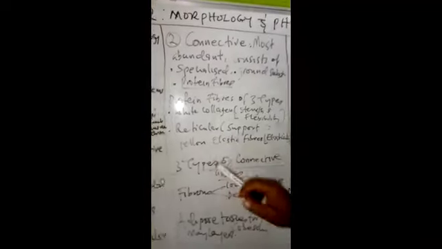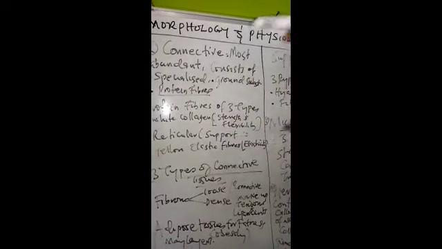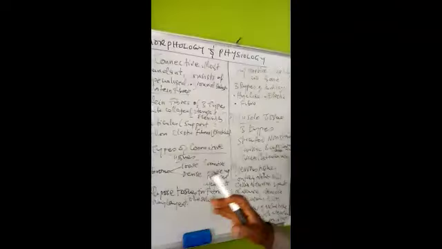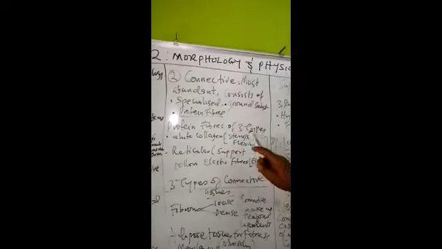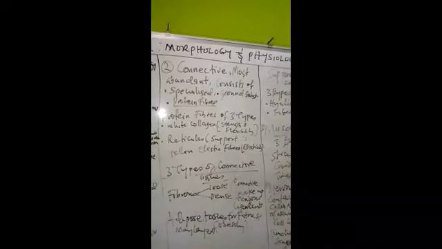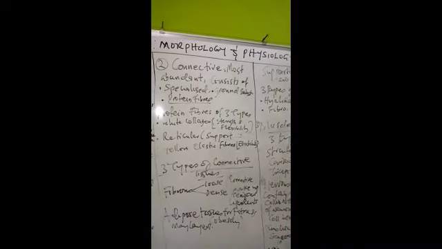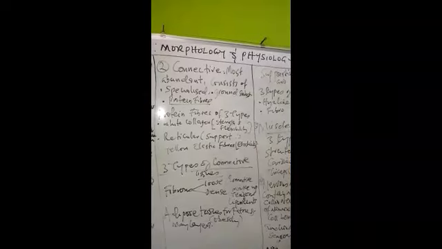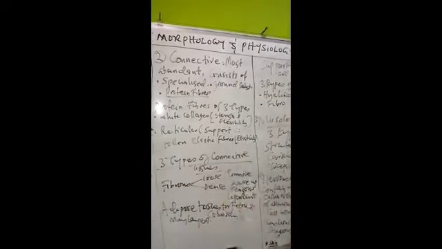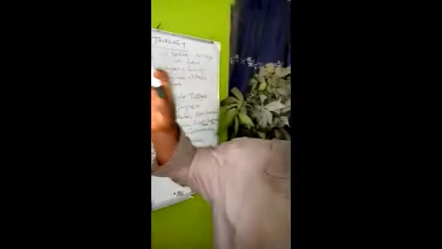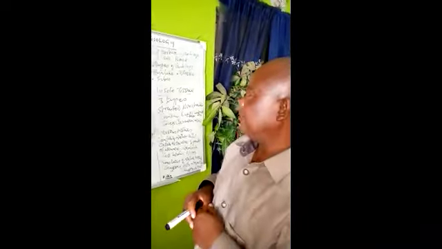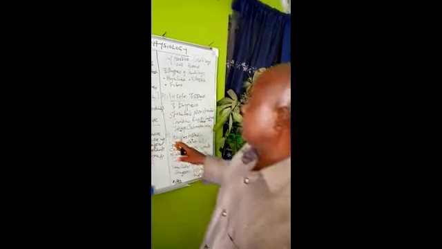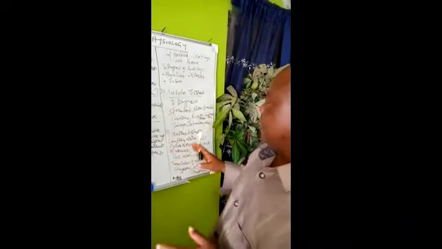There are 3 types of connective tissue: the specialized connective tissue, the ground connective tissue, and the protein fibers. These protein fibers are of 3 types. White collagen, they give strength and rigidity to the connective tissue. Reticular connective tissue, their job is to support. Then yellow elastic fibers, their job is to provide elasticity for an organ to stretch and contract. Elasticity.